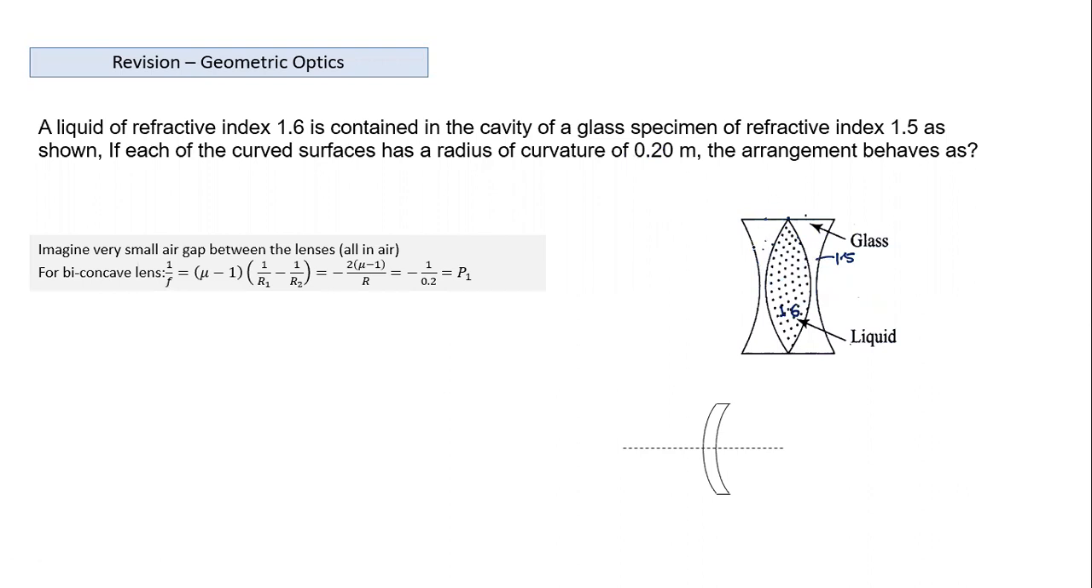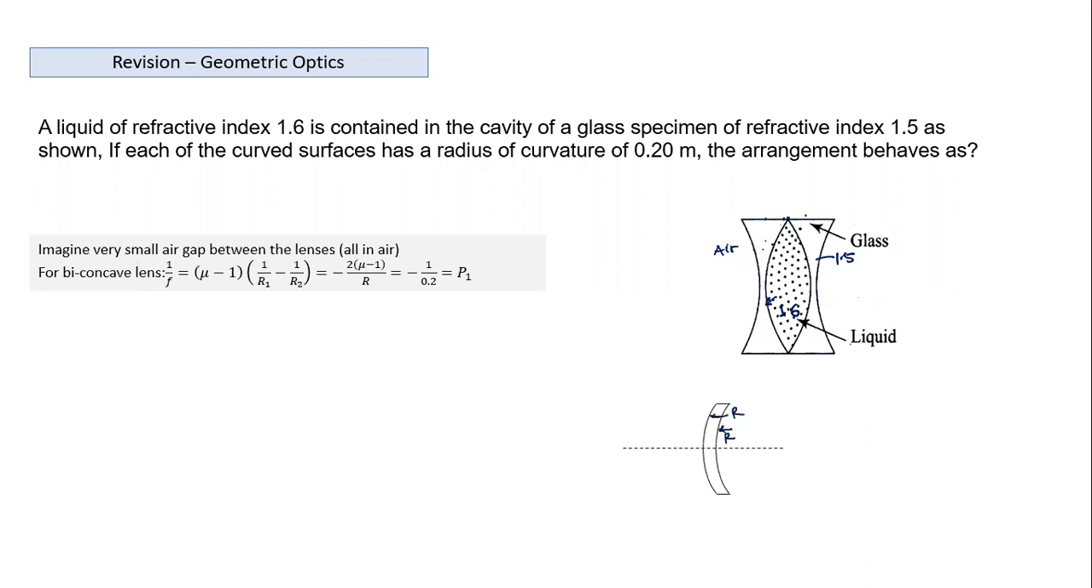Here, sometimes we get confused. This side is air, this lens is glass, the other side is liquid. So what should we take here? Whenever two different kinds of medium are placed like this, we can always imagine there is a very thin layer of air in between. Both surfaces of that air layer will have the same radius as the radius of curvature of the boundary between the two. So this also will have the same radius, and this also will have the same radius.